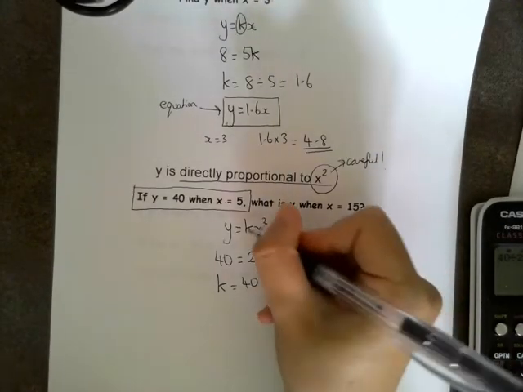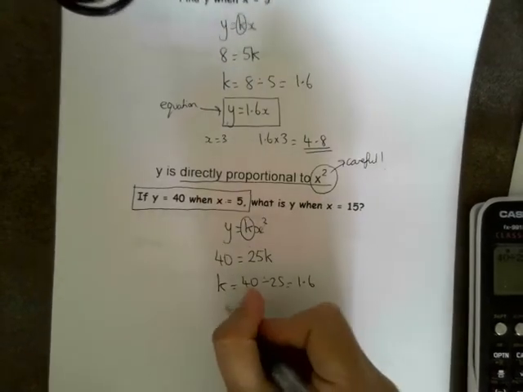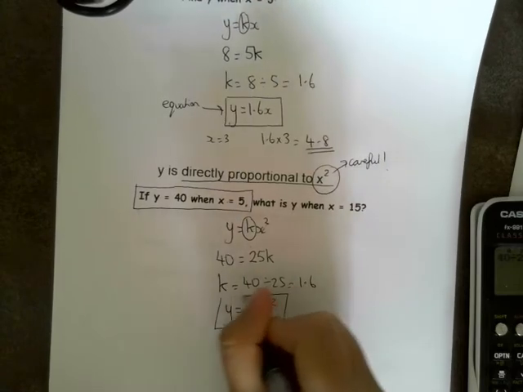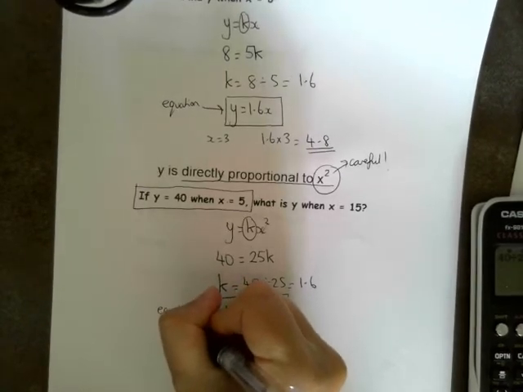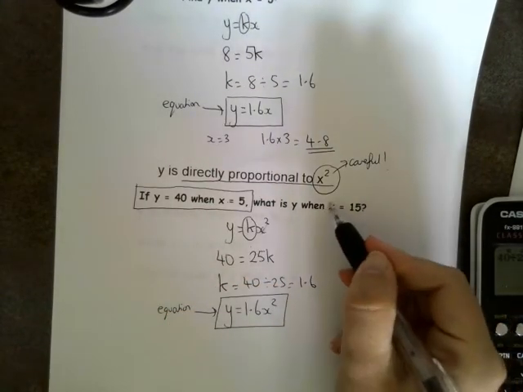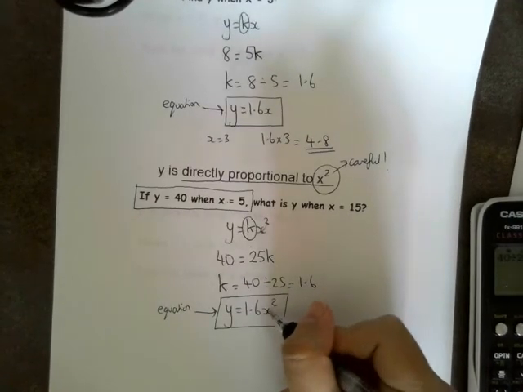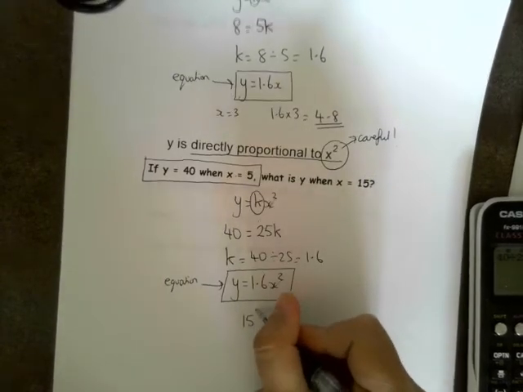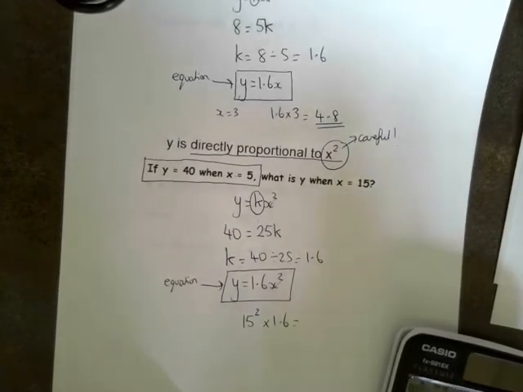So again, I now have worked out the value of k. So I'm not going to keep saying y equals kx squared, I'm now going to say y equals 1.6x squared. So again that's our equation, we need to work out the value of y when x equals 15. So you need to make sure that we square it first, then times by the 1.6, so it would be 15 squared times 1.6. So that gives me an answer of 360.